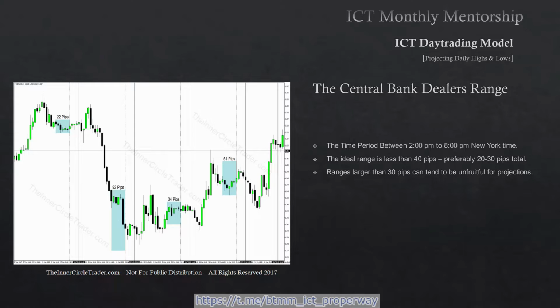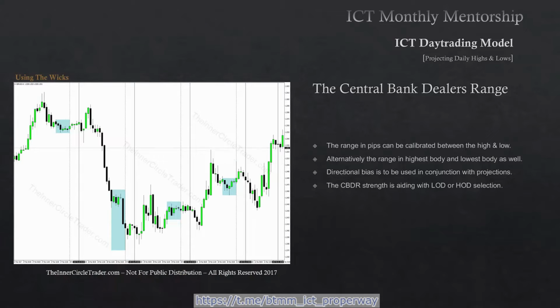Okay, just a quick brief review because I don't know when you're going to watch the lesson 3 in review, so I'm going to use these slides again because it's salient for this topic. When we look at the central bank dealers range, again, the range between 2 o'clock and 8 p.m., that range is ideally best suited for our use less than 40 pips, and again, preferably 20 to 30 pips. We move to the sidelines and we do not look to trade with the central bank dealers range in our repertoire when the range is greater than 40 pips. And again, we're focusing on nailing down where the high of the day and the low of the day may be formed.